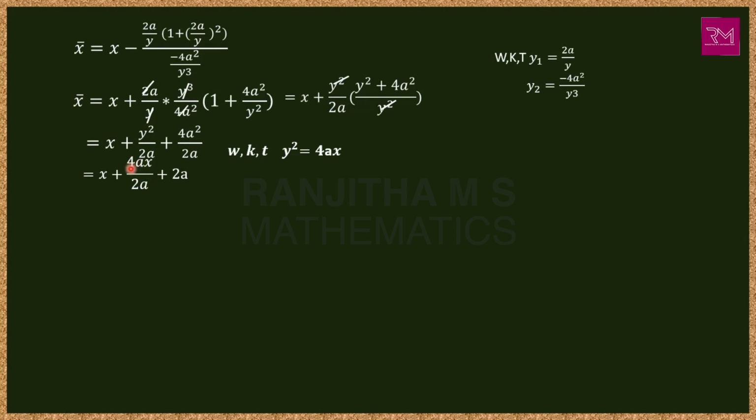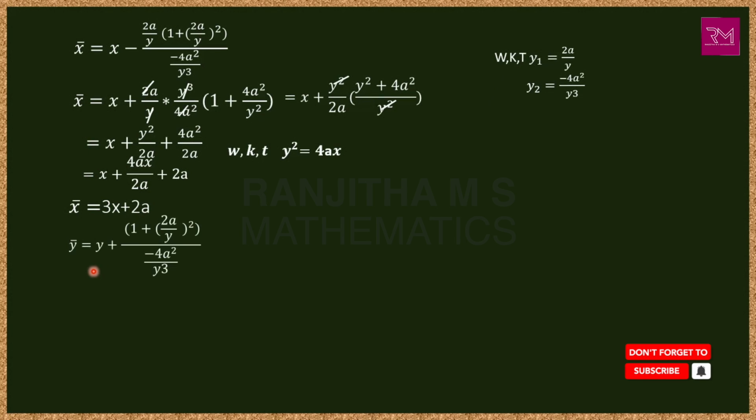Now 2a gets cancelled here and simplifies as x plus 2x. X plus 2x is 3x plus 2a, that is our x bar. X bar is 3x plus 2a. We obtain x bar as 3x plus 2a.